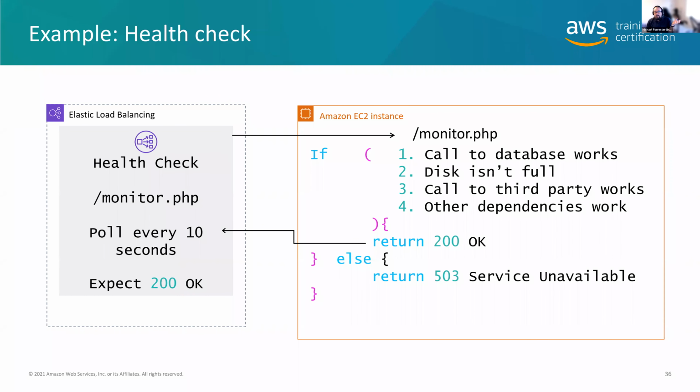It'll be like www.catvideos.com/monitor.php. And what will happen is that the load balancer will talk to this every 10 seconds. It's going to expect a 200 because that's what you've told it to expect. And then what it does is talk to the database, check to see if the disk is full, call the third parties, and then return an okay. Otherwise, it's going to say, hey, 503, service is unavailable.